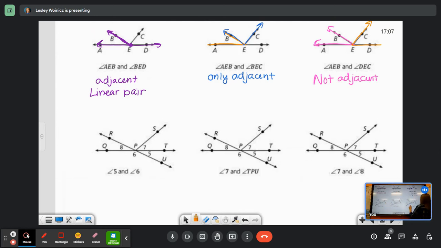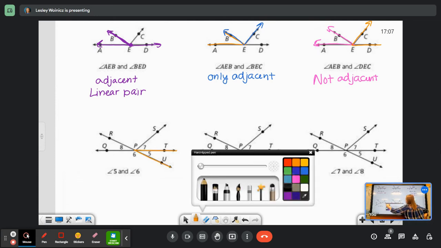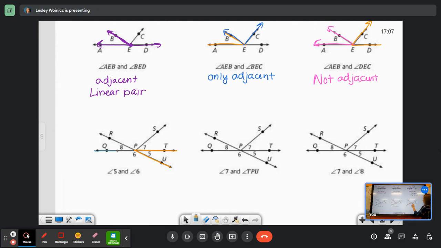Angle 5 and angle 6. They share a common ray, and their non-common sides are opposite rays. So these are both adjacent and they form a linear pair.